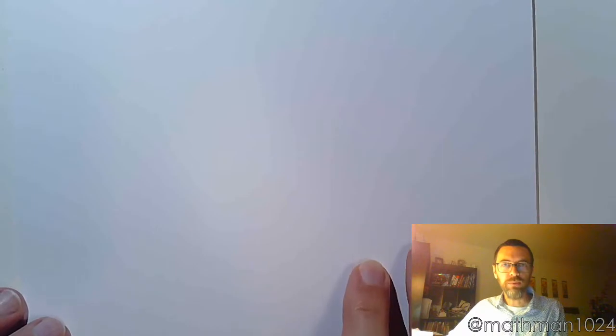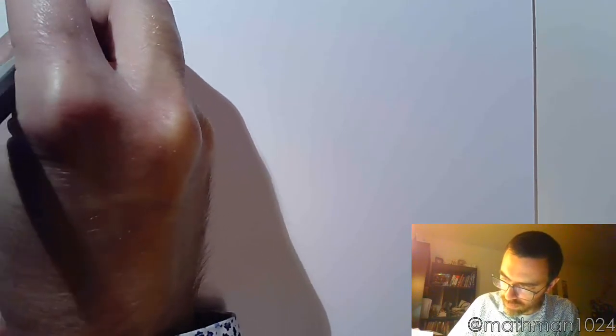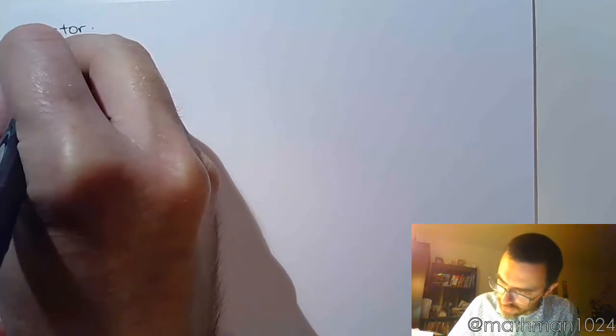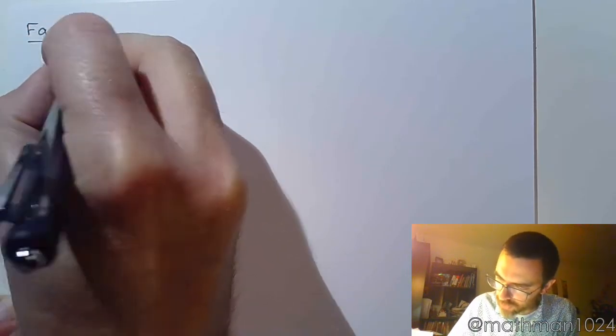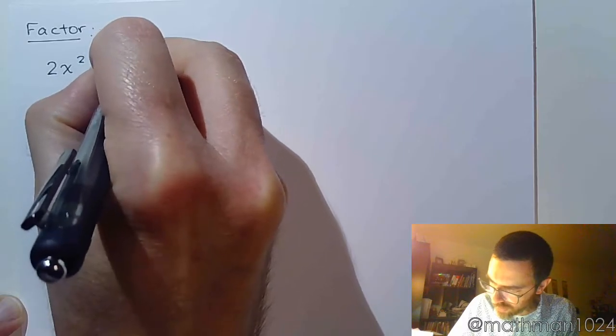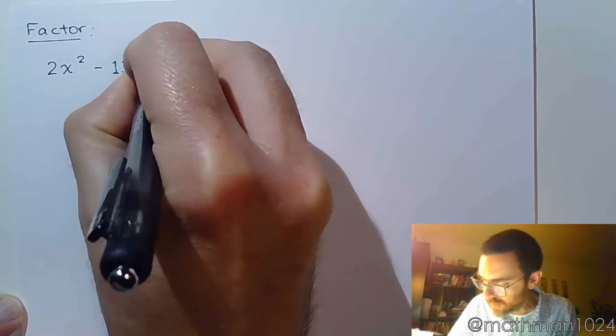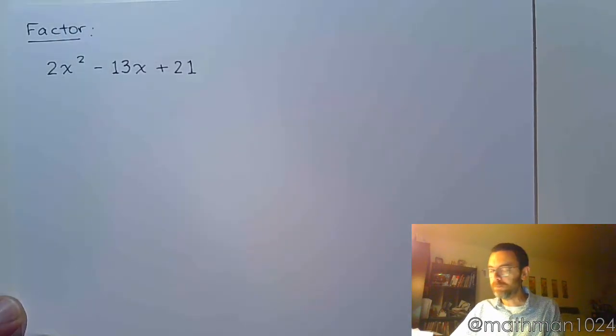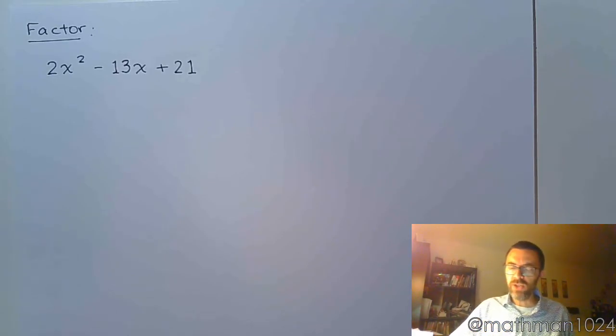Factoring trinomials. All right, so let's look at this one. We've got 2x squared minus 13x plus 21. All right, there is no common factor, so there's nothing extra that we have to do at the very beginning, and so we do tend to go straight to the AC method.